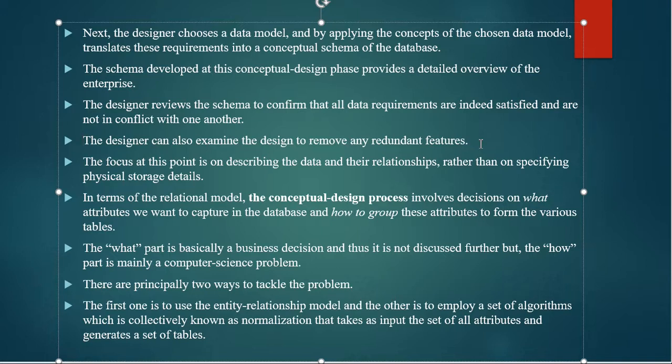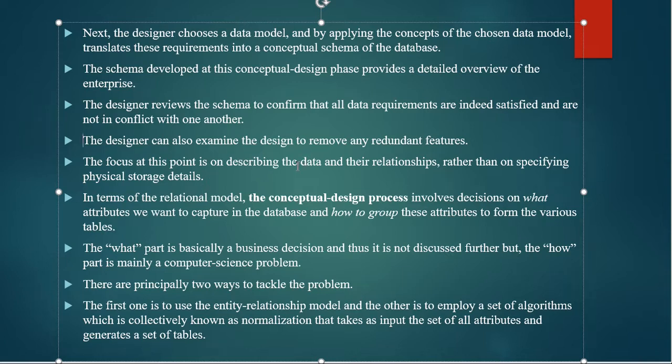Like if we write code, and a person is expecting x and z, and as a programmer we know that even if we do not write y, the customer will still get what the customer expects, so we remove y. Similarly here, some parameters can be removed if a designer knows that even if this is not mentioned in the database, it will still meet the needs of the consumer. The focus at this point is on describing the data and their relationships rather than on specifying the physical storage details.